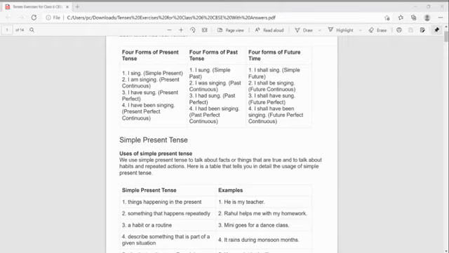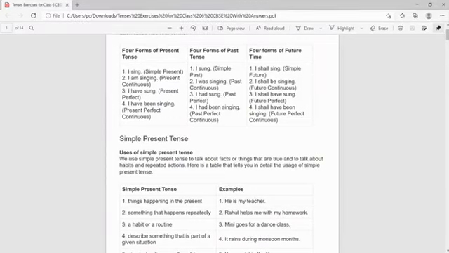Today's lesson, I have selected a small grammar topic in which we will be speaking about a very important part of grammar, that is nothing but tenses. There are 3 different types of tenses, and each type of tense has 4 different forms of tenses.